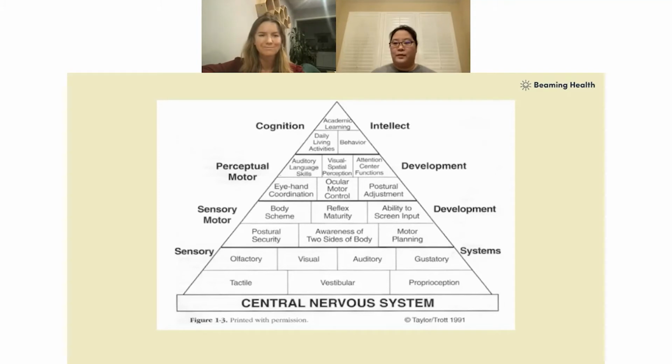So this is probably the most complex part of the presentation that we have today. This is called the pyramid of learning. What we really like about this, which came all the way back from 1991, is an understanding of how we use hierarchical progressions to continue to move forward in development. As you can see, on the bottom of this pyramid is the central nervous system. And on the top of it is academic learning, or the intellectual cognitive part of how everything comes together.